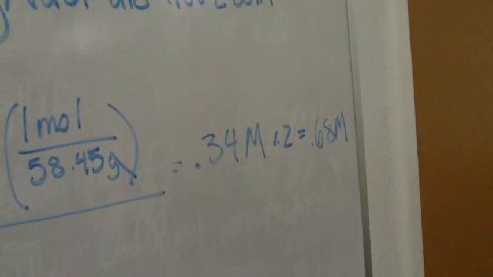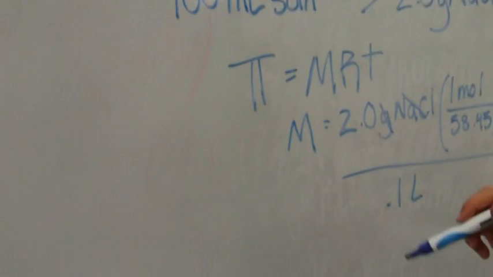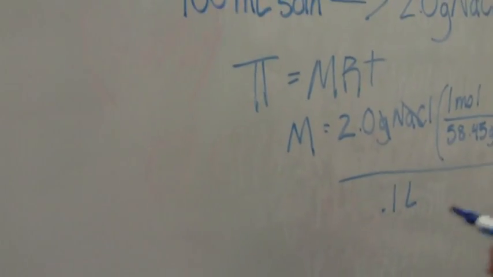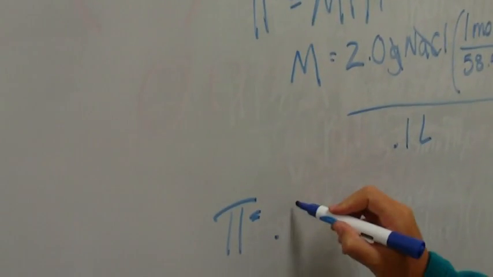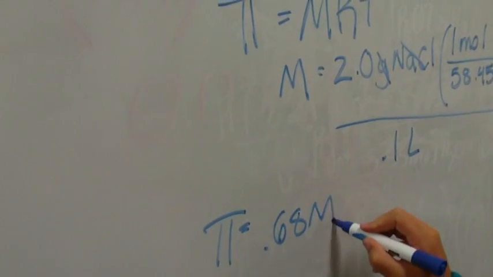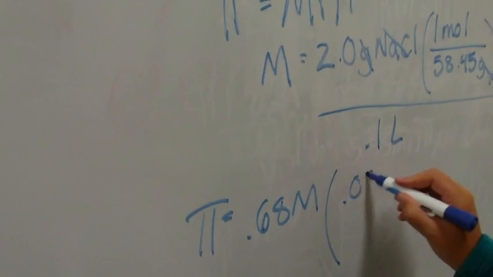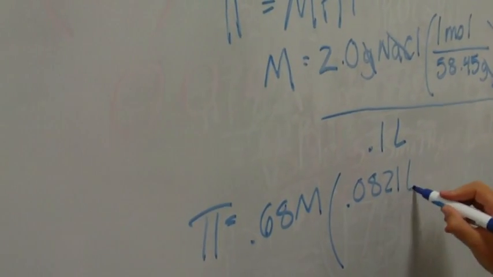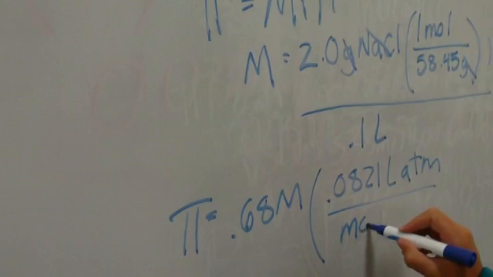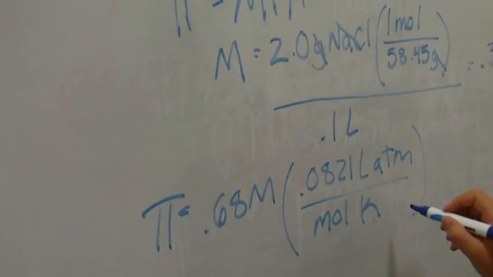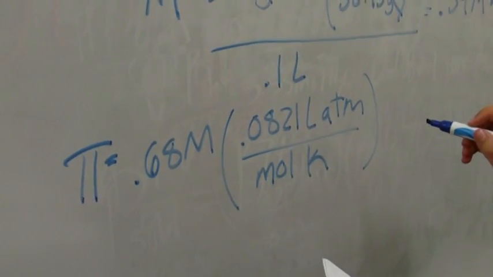All right, and so now that we know what our molarity is, we're going to come back and plug this into our equation and solve for osmotic pressure. So you know what M is now. So again, pi is equal to M, which is 0.68. R is just a constant, 0.0821 liters times atm per mole per Kelvin.